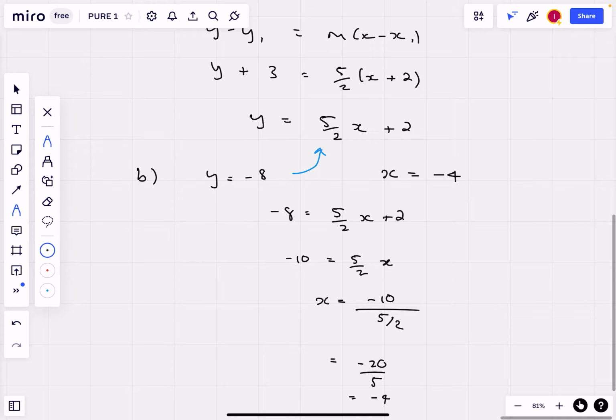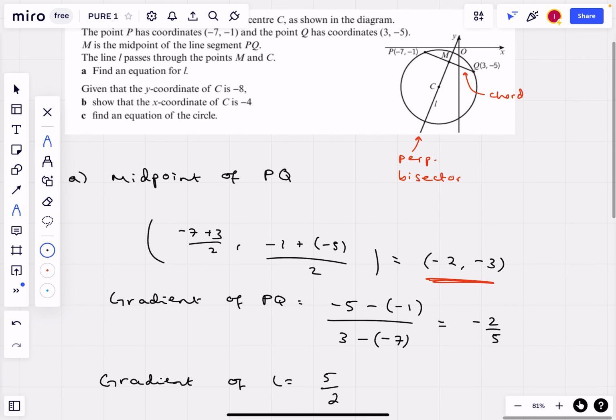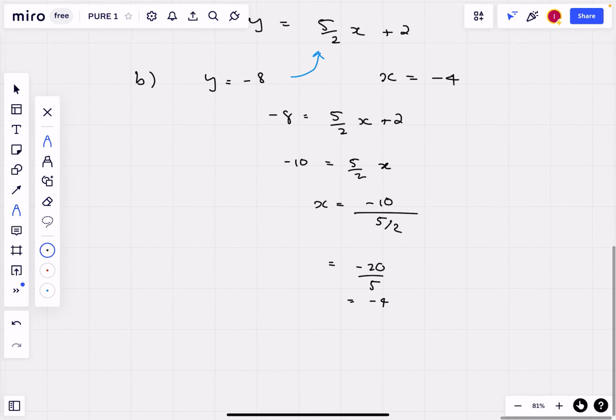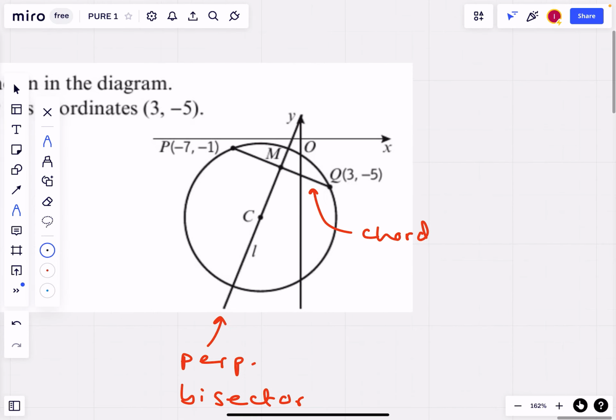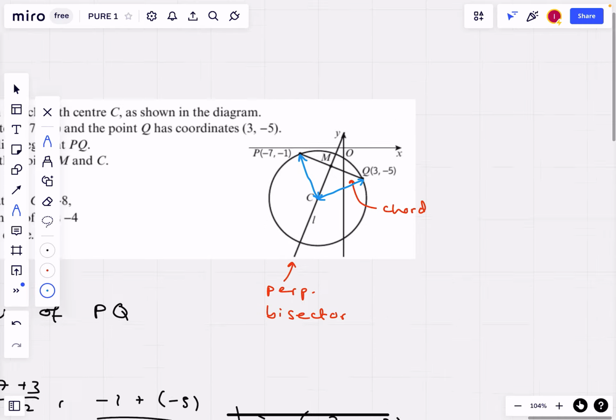Okay, last bit. It says, find an equation of the circle. Okay, we just worked out the center, (minus 4, minus 8). So what we have left to find is the radius. You've got the center. The radius can be this, or it could be that. Either of the two. Doesn't matter which one you choose. But you want to work out the length of either CQ or CP. Both will give you the same answer because the radius is going to be the same. So can you try that?